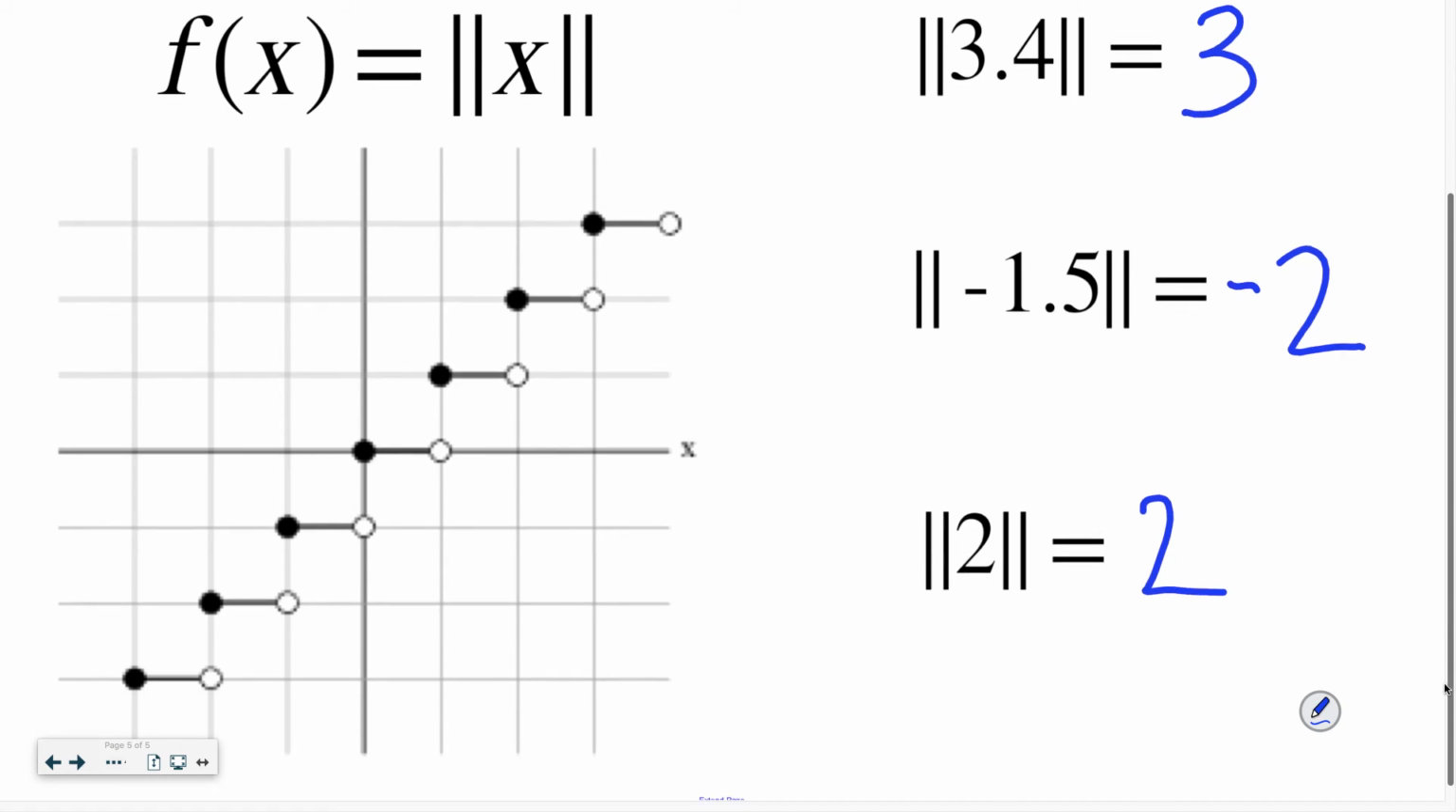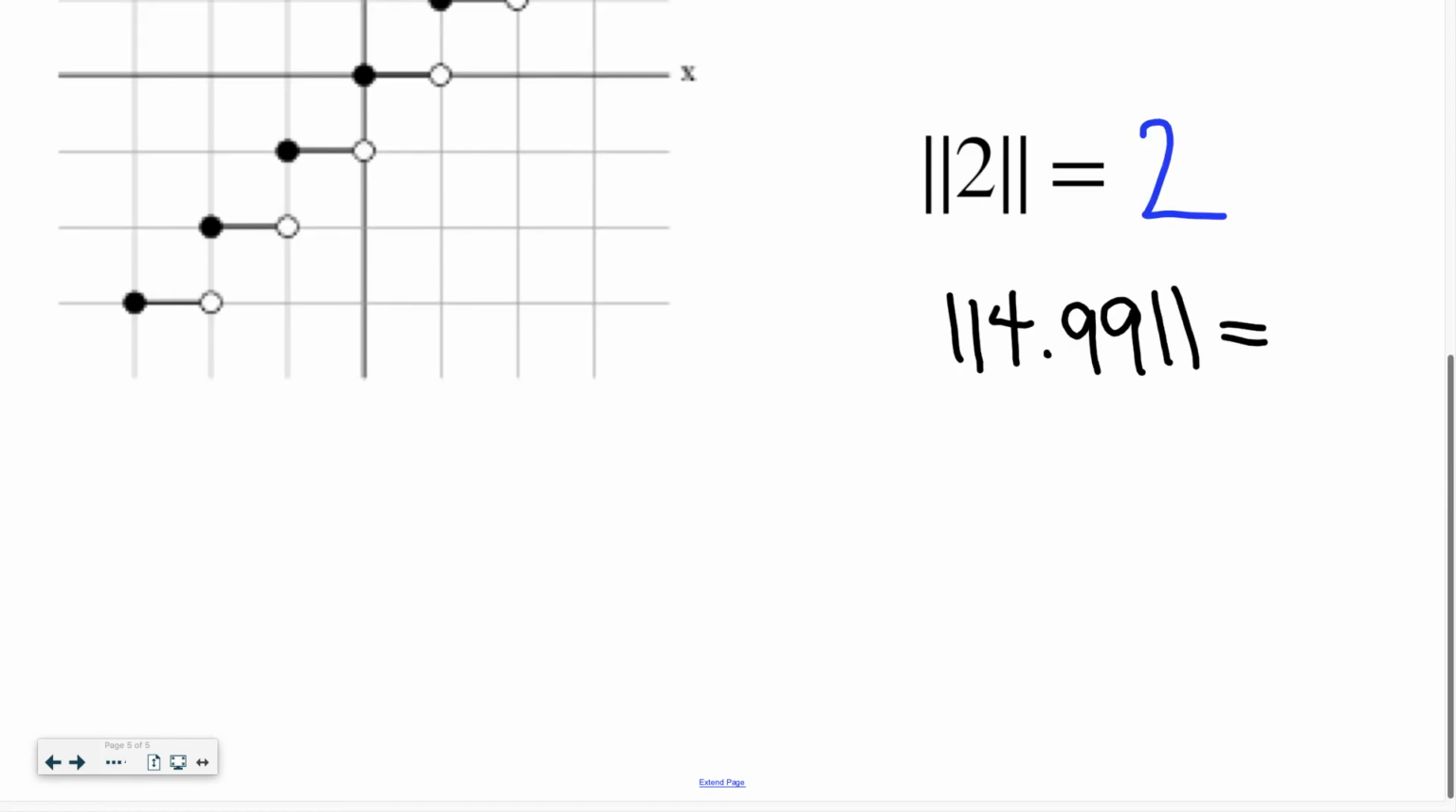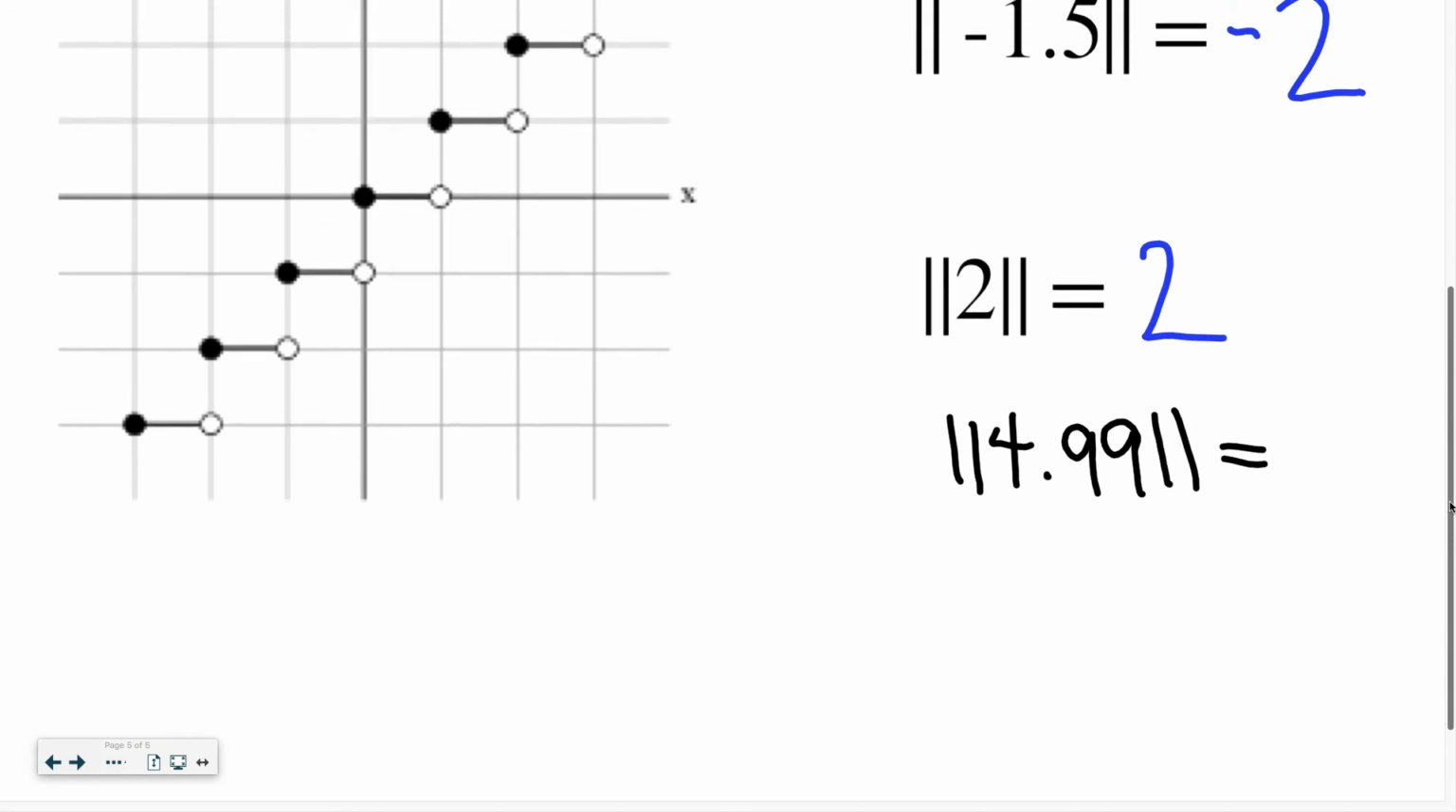Don't overthink this. The greatest integer of 4.99. Think about it. Don't say anything. Turn to your neighbor. Tell them what you think. When I said that, I heard this whisper of 4, 4, 4. I didn't trick you. The greatest integer less than or equal to 4.99 would be 4.